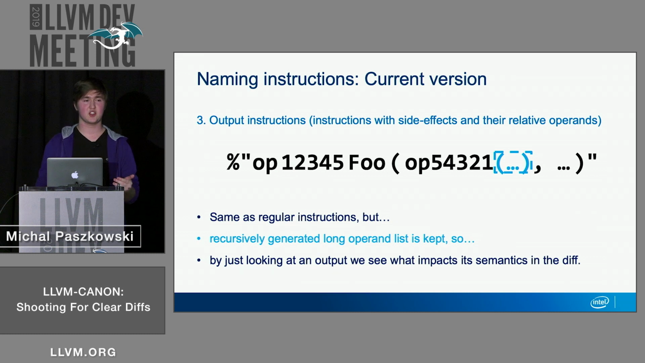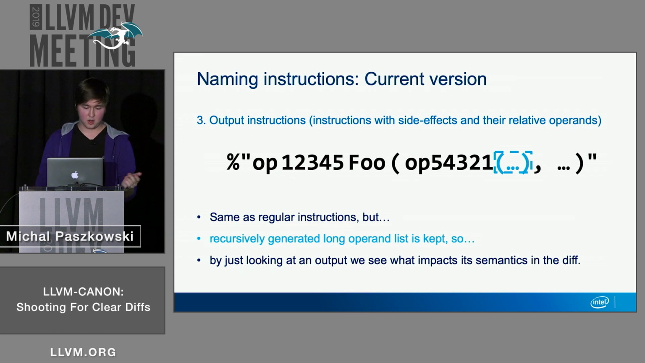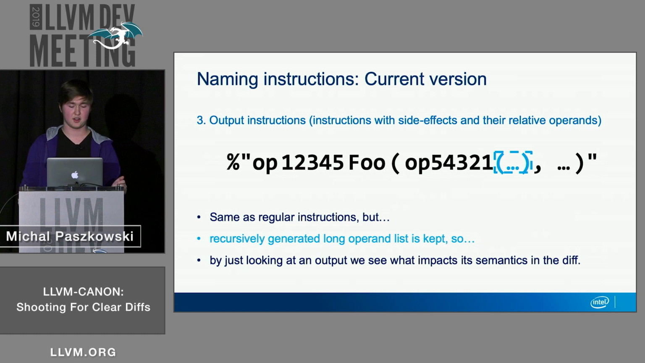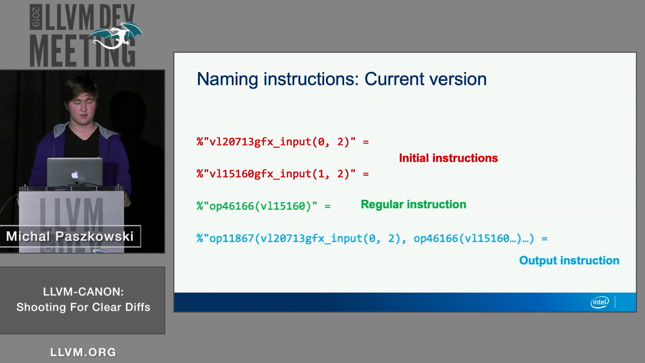So actually, by looking at the output instructions, you could see how differences in definitions impacted that particular output. By just looking at an output, we see what impacted the semantics in the diff. So these are all of the 3 naming methods.